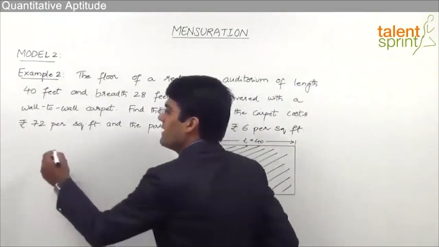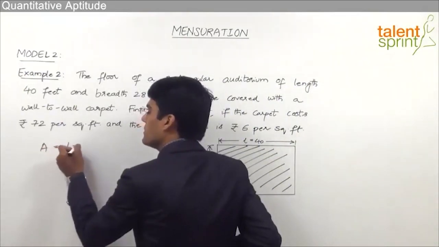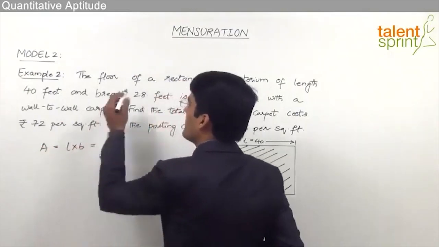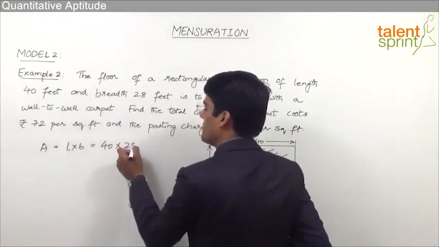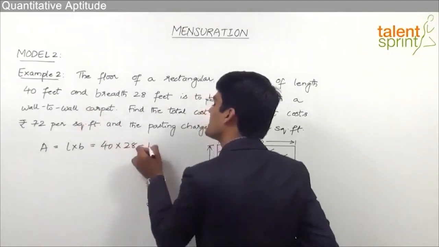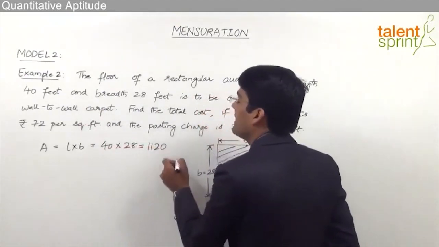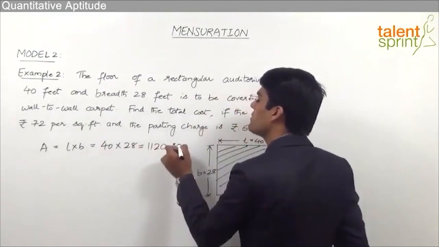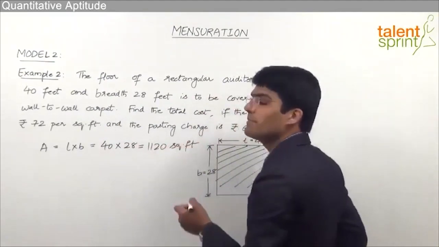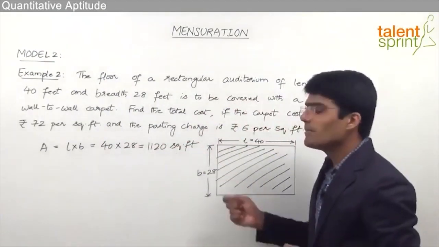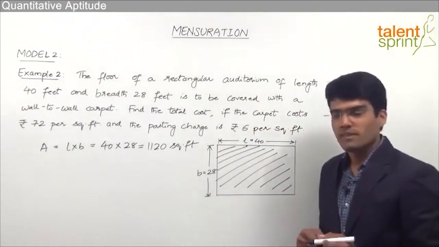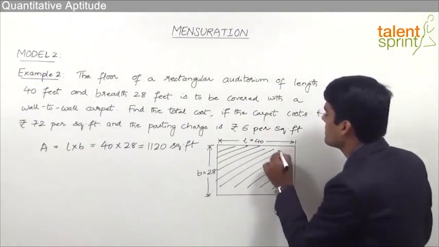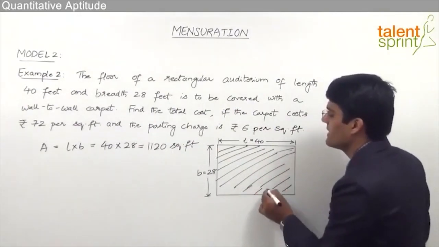Now we know that area of a rectangular auditorium is equal to length into breadth. The length as given in the question is 40 feet and the breadth is 28 feet. So 40 into 28 is 1120. And here the units will be 1120 square feet. Why? Because both length and breadth are in terms of feet. So area will be 1120 square feet. That means the total area of this auditorium here is equal to 1120.